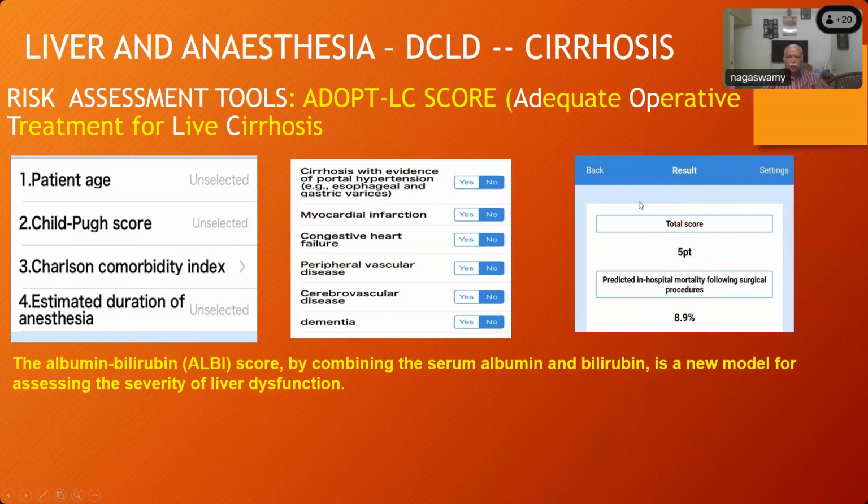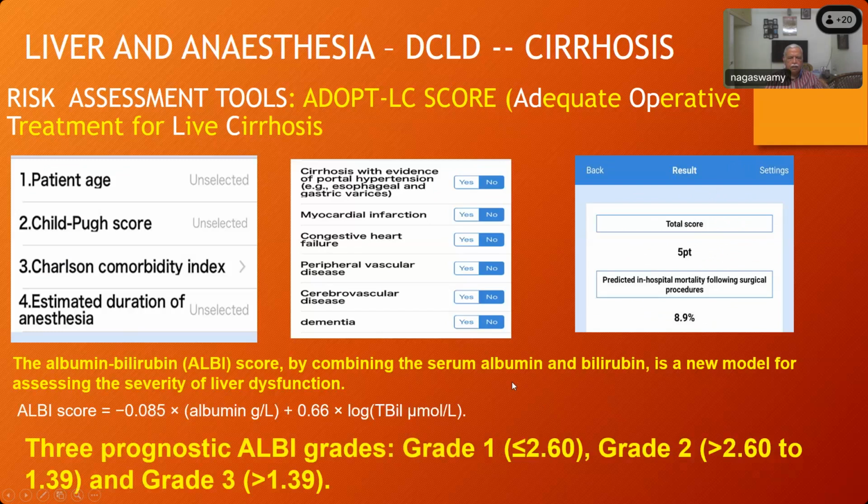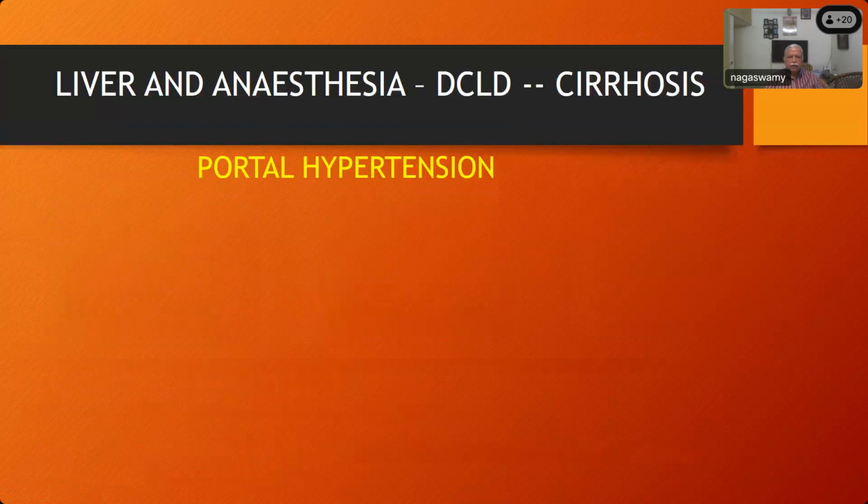So this is more like an app which is available on the net. So you can use all these parameters and get the predicted hospital mortality following surgical procedures in percentage itself. Then the albumin-bilirubin score, combining serum albumin and bilirubin, is mainly for assessing the severity in hepatocellular carcinoma. And there are 3 grades in that.